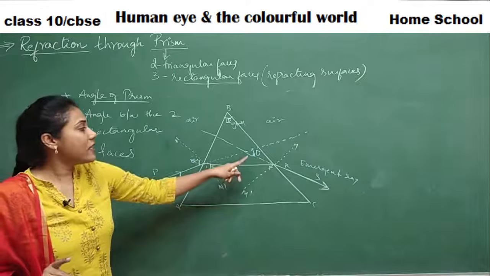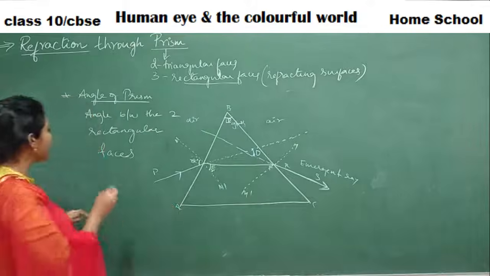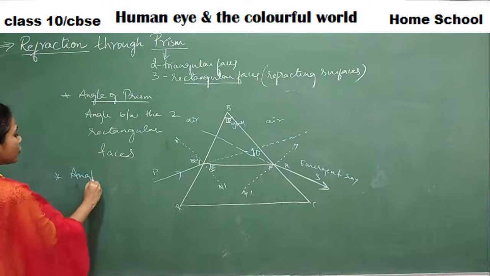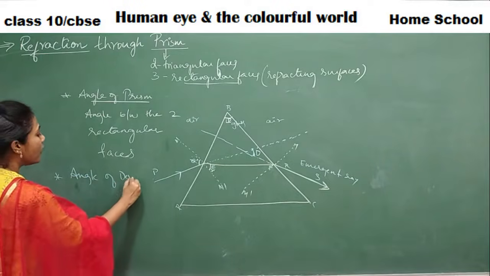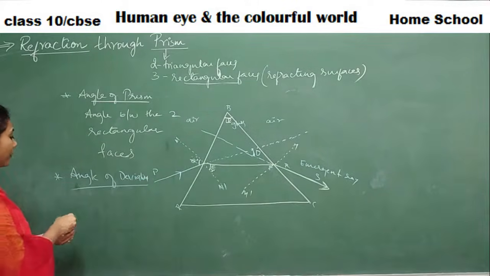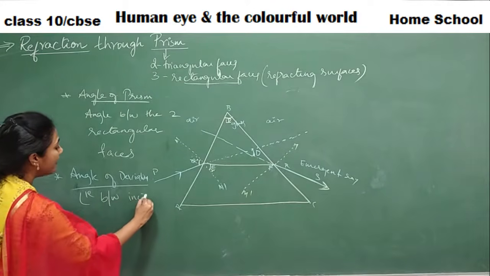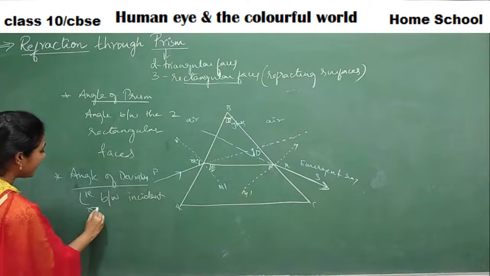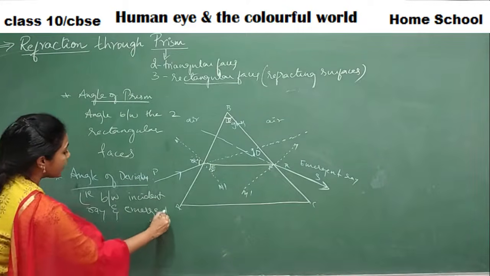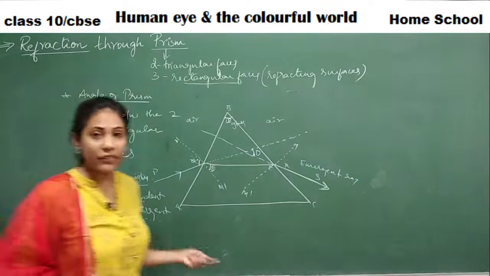Okay, so this is a very, very important definition to remember. So what is the next definition we are learning? Angle of deviation. So what is angle of deviation? How do you define your angle of deviation, guys? It is the angle between incident ray and emergent ray. Incident ray and emergent ray. Yes or no? So this is what we call angle of deviation.